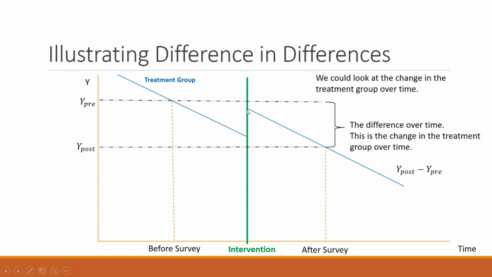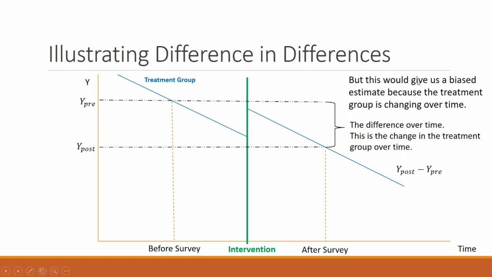But we're getting a biased estimate if we only compare before and after. It looks like the intervention reduced the outcome when in fact, in reality, there's only a downward time trend. So this would give us a biased estimate because the treatment group is changing over time. The treatment group has a downward trend, and so if we just compare before and after for the treatment group, we won't be able to control for that time trend, and we will get bias.